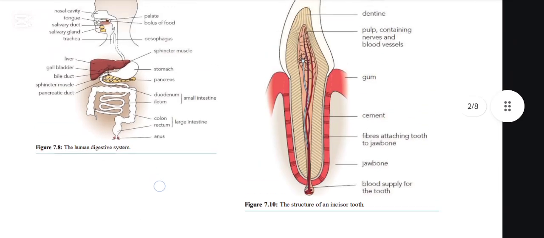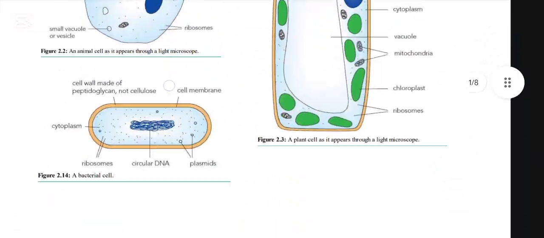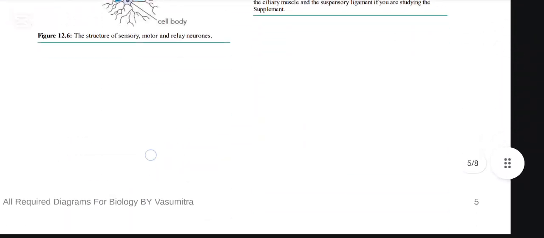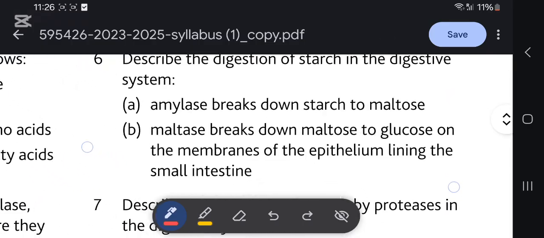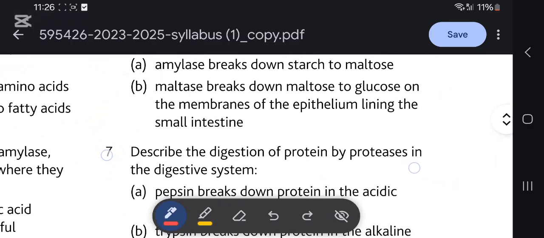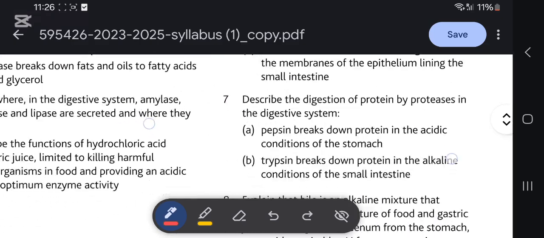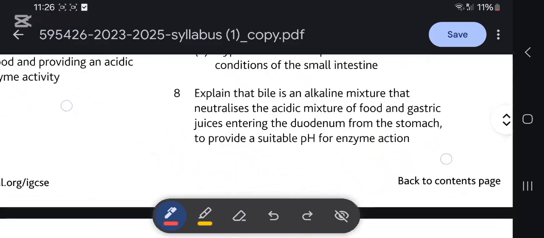And this diagram, do we have it here? Do we have it here? No, we don't. Okay, wait, I'll show it to you guys. Okay, so see here, amylase breaks down starch to maltose, maltase breaks down maltose to glucose on the membranes of the epithelium lining. Okay, pepsin breaks down protein. Okay, we've already seen that.